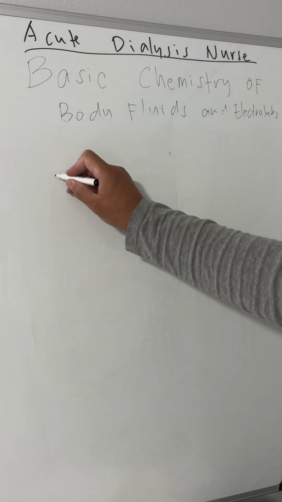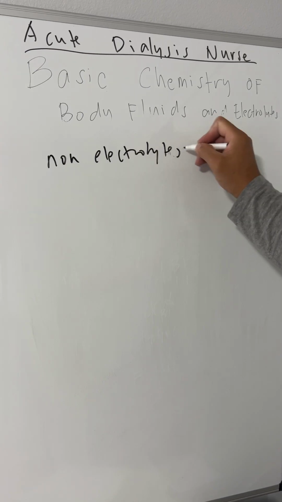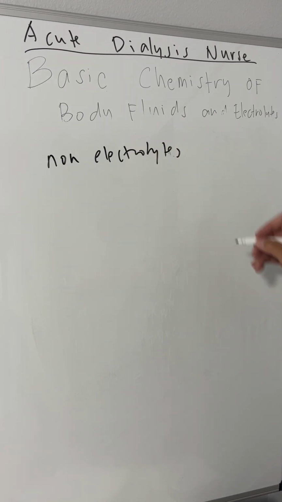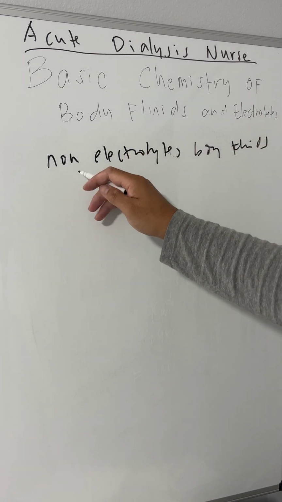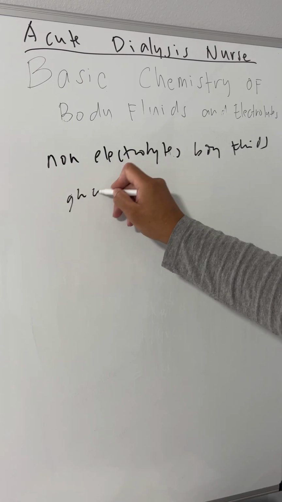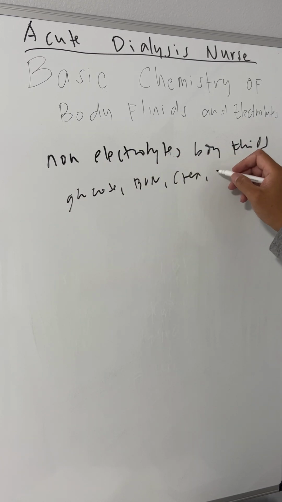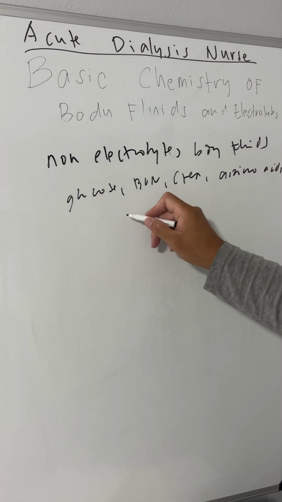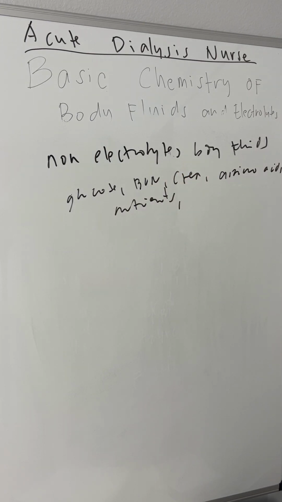So non-electrolytes in the blood. What are the non-electrolytes in the body fluids? Example, we have glucose, BUN, creatinine, and we have also some amino acids, nutrients, those kind of stuff.